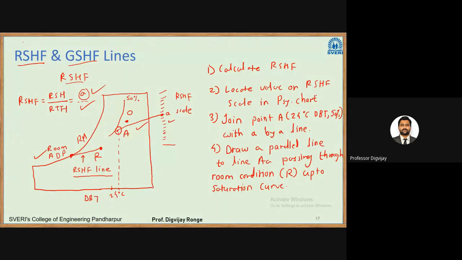Then we have seen how to draw the RSHF and GSHF lines. This diagram is for the RSHF line. You can calculate RSHF from this formula. There is an RSHF scale here on the psychrometric chart. There you have to locate the point for that RSHF factor. Then you have to join that point with the alignment circle, which is given readily in the psychrometric chart. So you will get this line. Now parallel to this line, you have to draw a line through the room point. This is the room condition point, and extend that line up to the saturation curve. So this is our RSHF line.